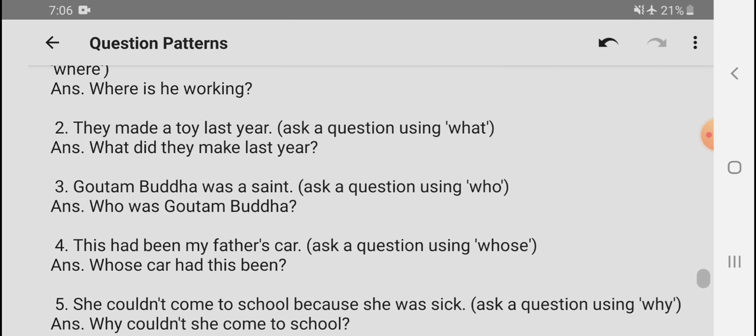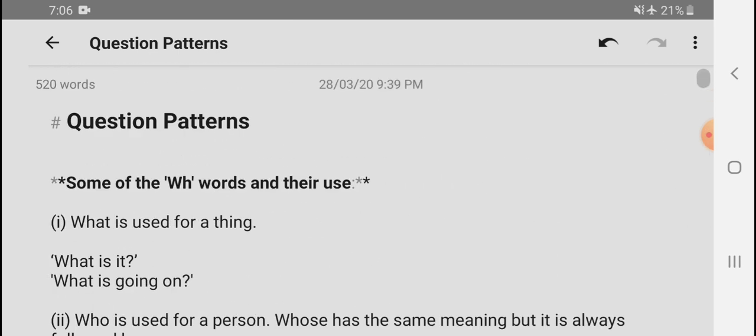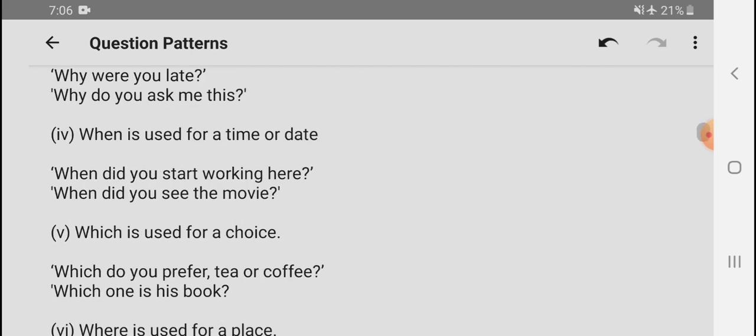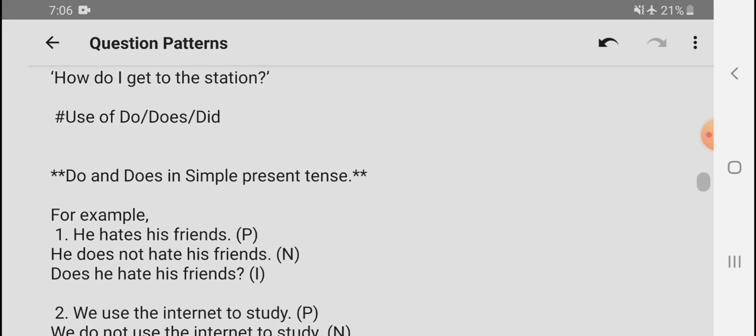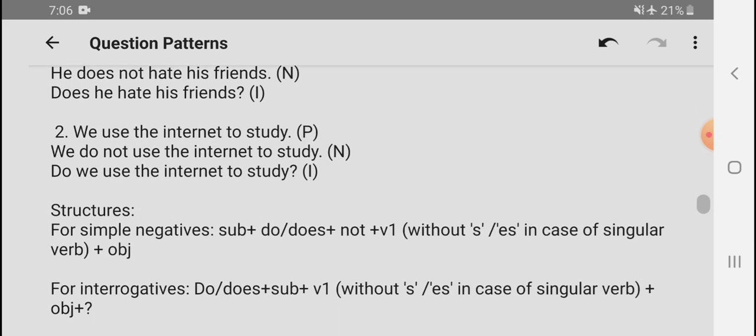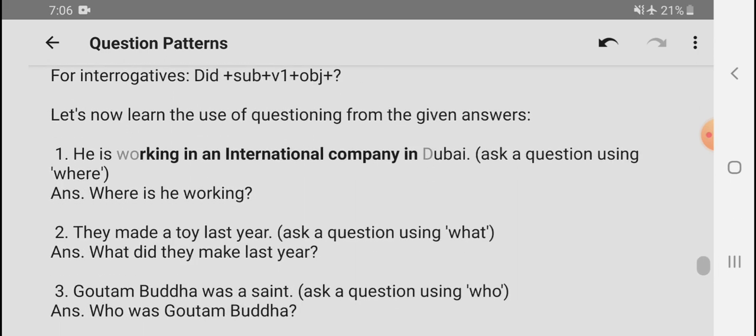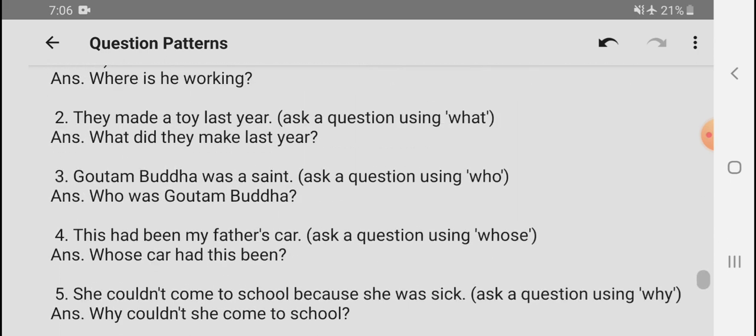That's about it. Question patterns. You have 7 WH questions here. I might have missed 1 or 2, I don't remember. And you use do and does and did in that manner. And sentences in the exams will be like this.